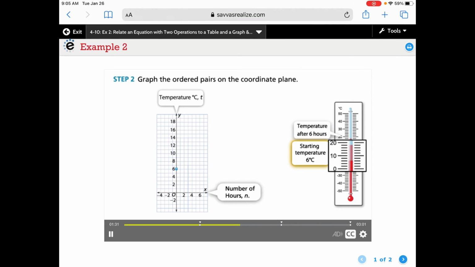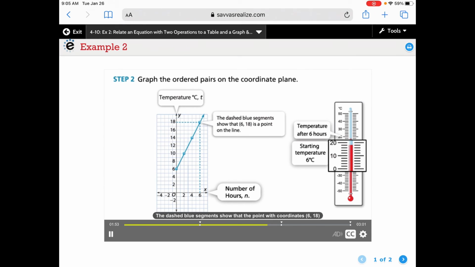And the temperature increases 2 degrees Celsius each hour. So you should go over 1 and up 2. The x coordinate increases by 1 hour and the y coordinate increases by 2. All right, so it should be consistent. There you go. Each point in the graph corresponds to one of the rows of the table. We can extend the line. The dashed segments show that the point with coordinates 6, 18 is a point on the line. The temperature was 18 degrees Celsius after 6 hours.